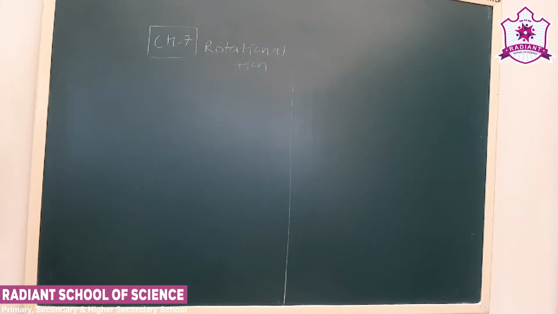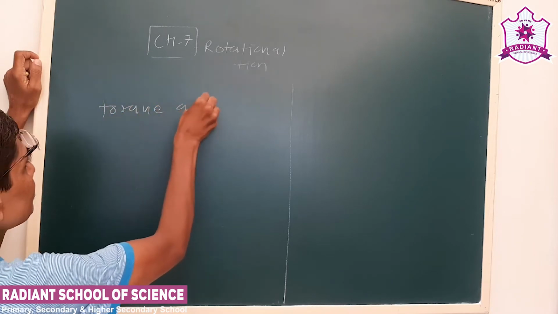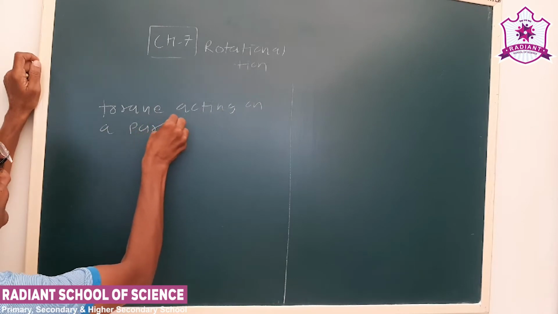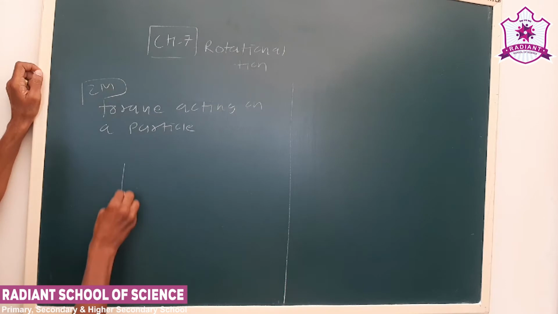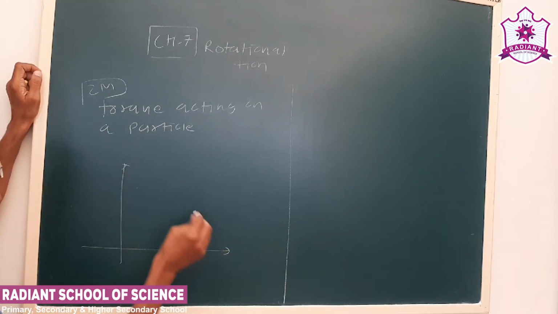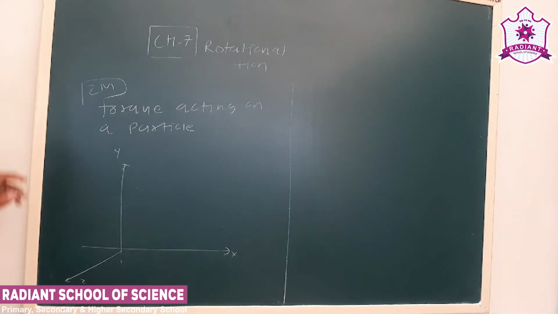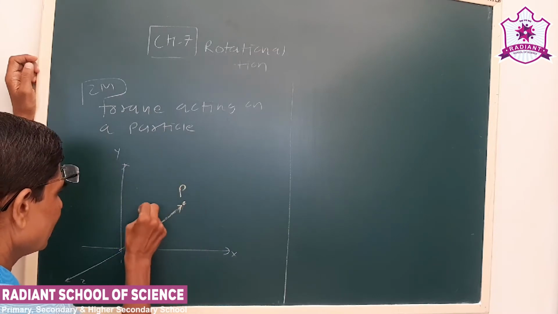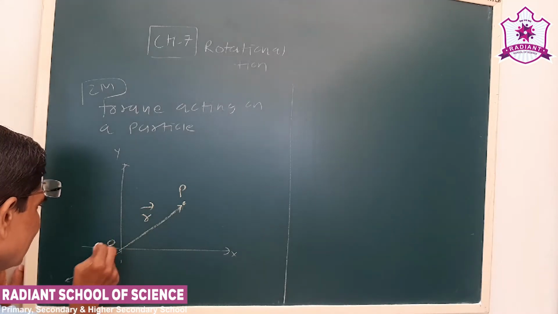Now we start with the torque acting on a particle. Okay, now this can be asked in a 2 marks question. Now let us say we can consider any suitable coordinate axis. Now P is a particle whose position vector with respect to origin is r.